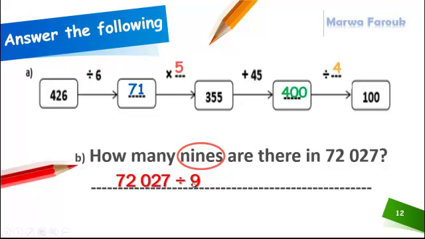We will start from the left. 7 divided by 9 can't be, so we will take 72. 72 divided by 9 equals 8. Now 0 divided by 9 equals 0. 2 divided by 9 can't be, so we have to put 0 first, and then take 27. So 27 divided by 9 equals 3, so we got 8,003, and that's it.